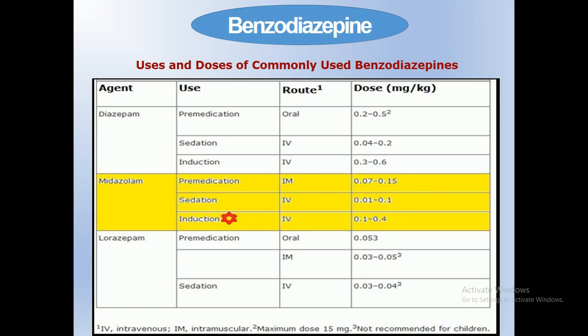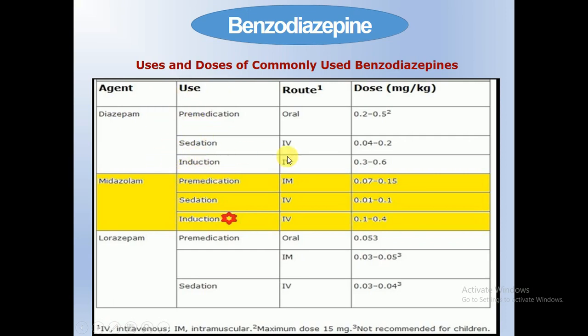Now come toward the benzodiazepine. So the uses and doses of common benzodiazepines. You look at here, diazepam is available in oral dosage form. It is used as premedication at the dose of 0.2 to 0.5 milligram per kg body weight. Diazepam is available in the market by trade names Valium 5, Valium 10, Valium 3. Then it can be given to the patient according to the condition.